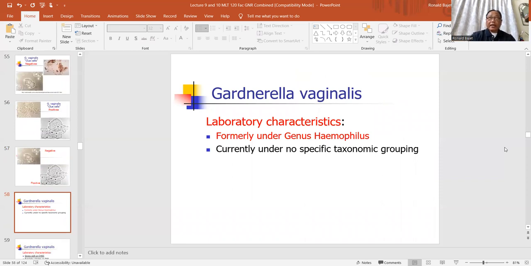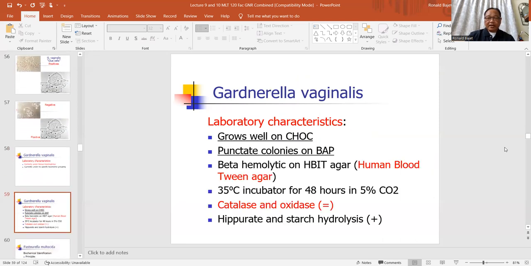Gardnerella vaginalis used to be Haemophilus, one way to tell. I haven't talked about Haemophilus yet, but it's a gram-negative coccobacillus, because that's what Haemophilus is. Gardnerella vaginalis used to be called Haemophilus vaginalis, based on its characteristics. So Gardnerella vaginalis used to be called Haemophilus vaginalis.